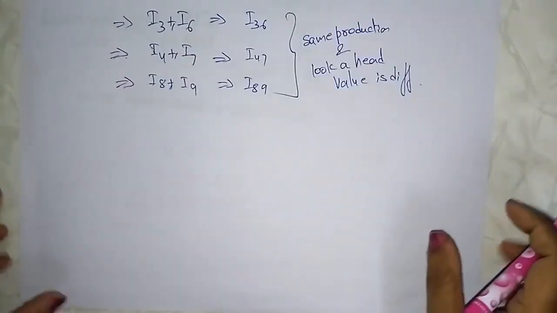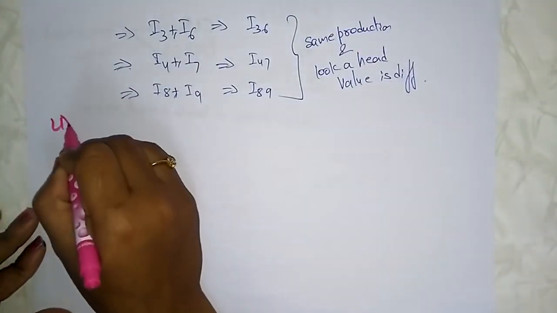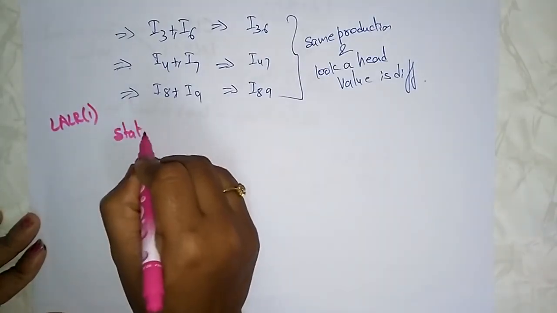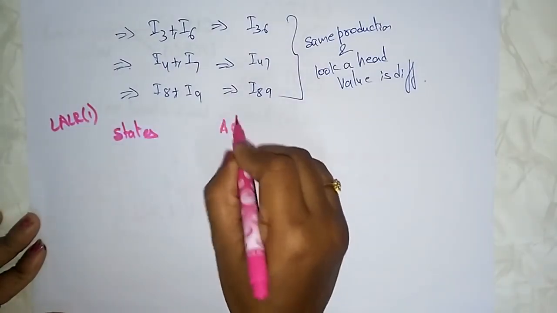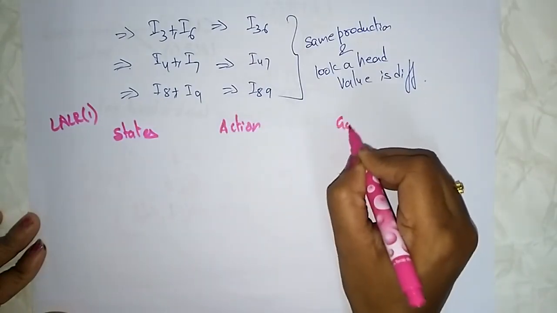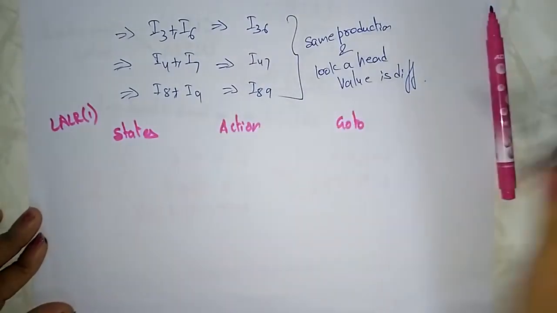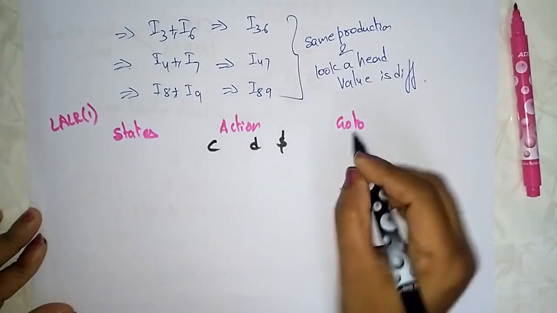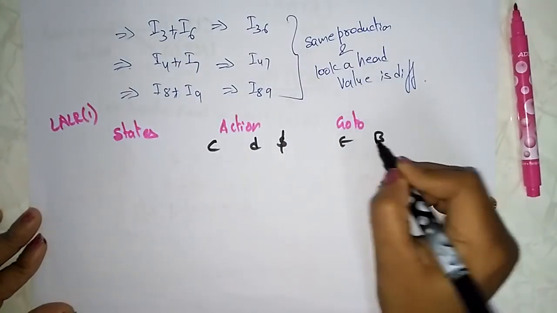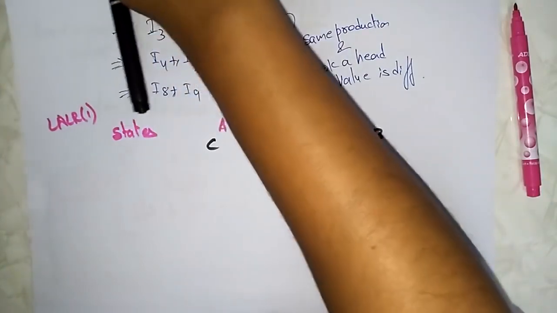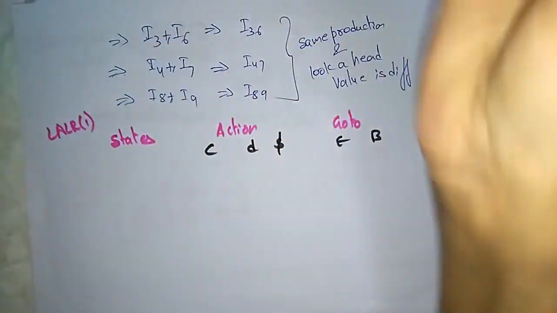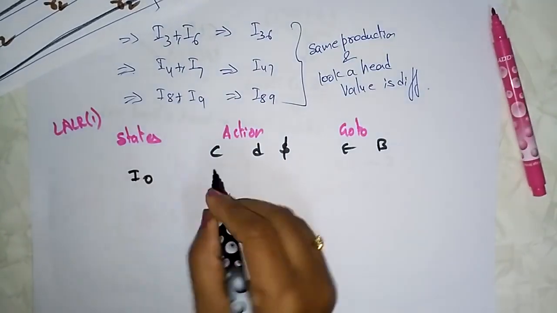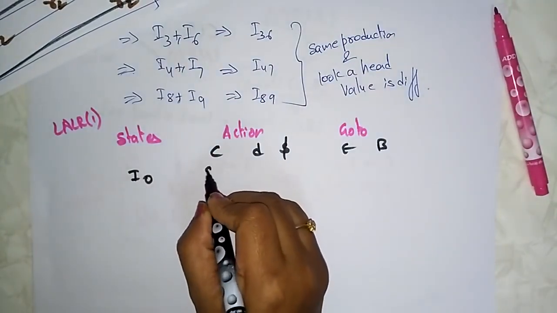The final table for LALR is the LALR1 table. It has states, action, go to. So C, D, dollar and S, B. So let's check the previous table and just copy whatever the table is consisting of. So first is I0. I0 consists of S36.